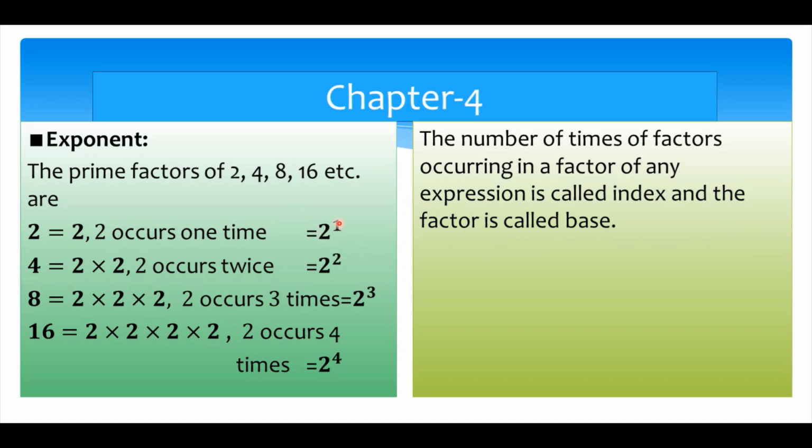You can see 2 to the power 1, that means 1 is the index. Here 2 to the power 2, that means 2 is the index. 2 to the power 3, that means 3 is the index. 2 to the power 4, that means 4 is the index, and 2 is the base. Here the factor is 2, 2, 2, 2, so 2 is the base. Okay, so you can see an example: 8 equals 2 to the power 3. 3 is the index or power and 2 is the base.